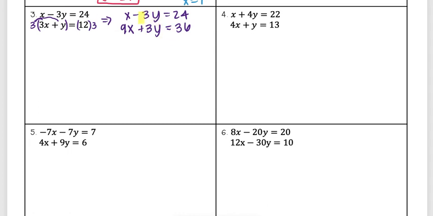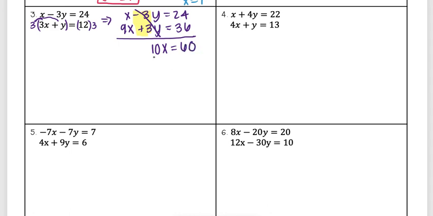And now I see I have what I want. In front of my y, I have opposite coefficients, so a -3 and a +3. And so now I can go ahead and add these two equations together. And so I see my y's eliminate just like I want them to. X plus 9x, I get 10x. 24 plus 36, I get 60.